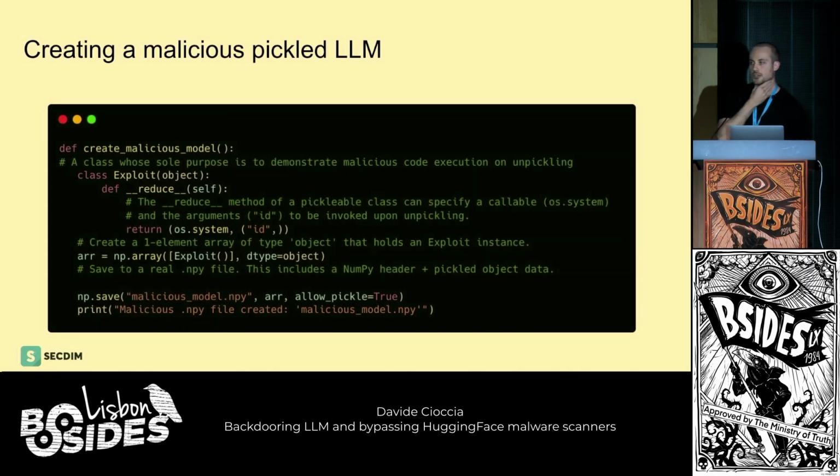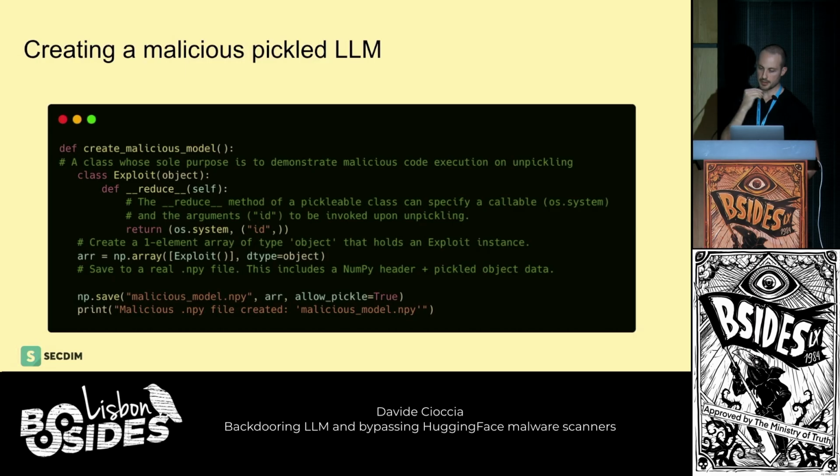Now, how do we create a malicious pickle? This is, I think, AppSec deserialization vulnerabilities 101. But it's important to understand what we're going to do later. So to create a malicious pickle, we can abuse the method reduce.